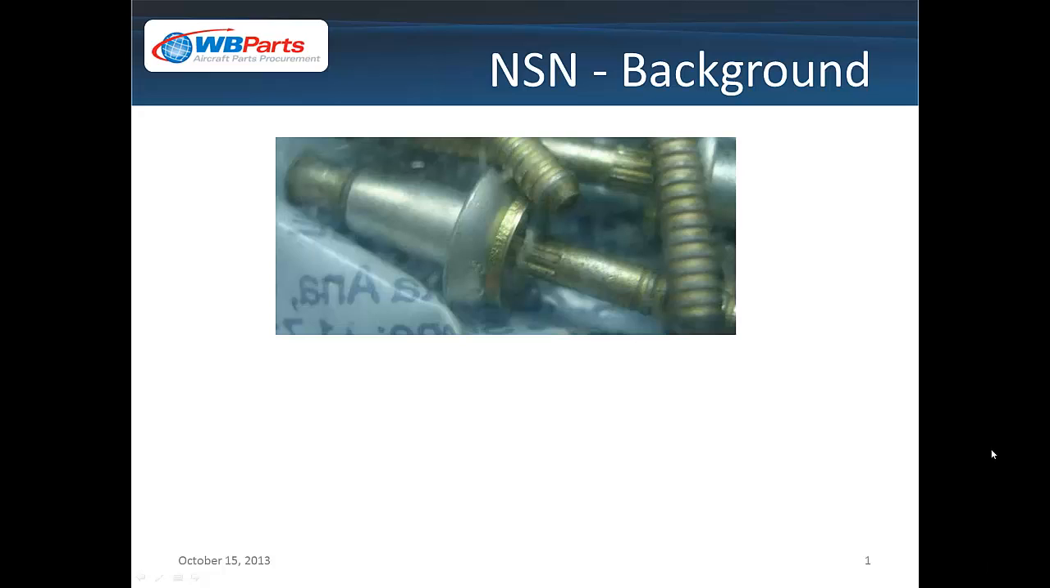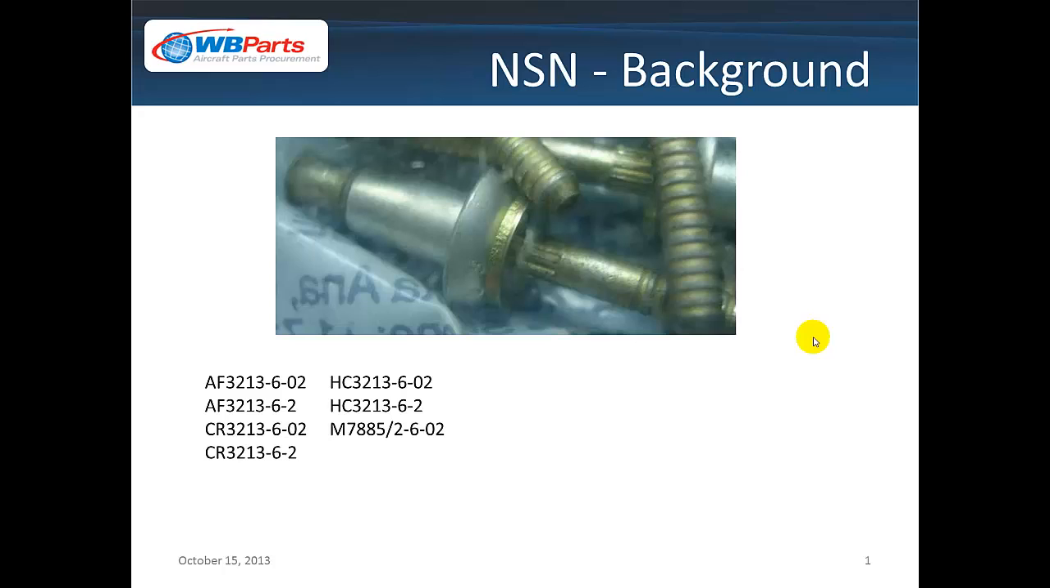Let's start with an example of a simple 32-cent rivet. This part number can be purchased from all fast fasteners using AF3213-6-02. It can be purchased as simply a -2. Cherry Rivet sells it this way. They also sell it this way. Huck Fasteners has two part numbers. The mill standard part number is M7885/2-6-02, and the National Aerospace Standard is shown this way.